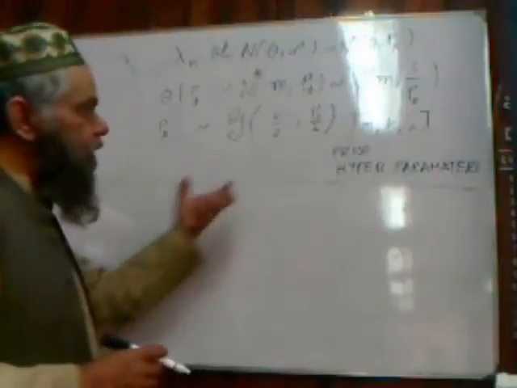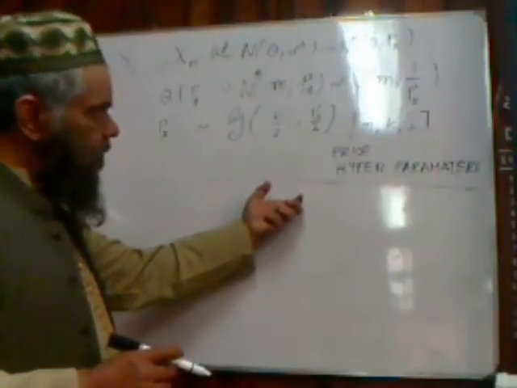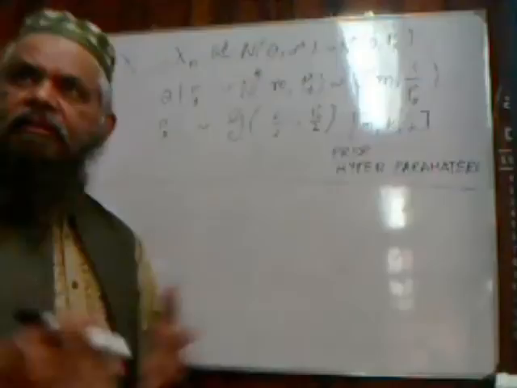So that's one method. The other method is to say, okay, you start with the informative prior, and then you take a preliminary sample.